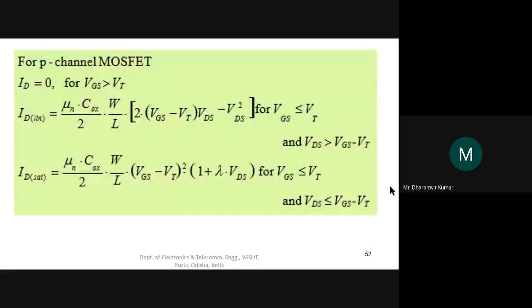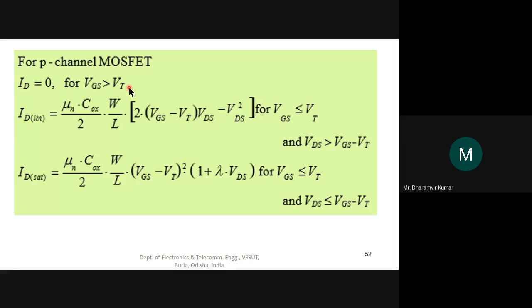And this is the equation for p channel MOSFET. If you have understood the n channel MOSFET equation, then you can just do the reverse thing in terms of the polarity of the voltages applied, and you will get the equations or the values for the respective p channel MOSFET. In this case, ID is 0, that device is off when VGS is higher than VT.